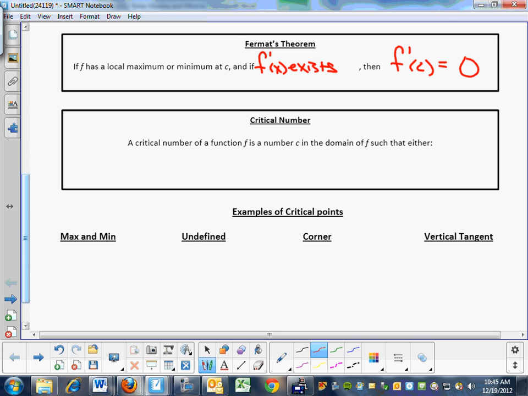Now, as we're sketching graphs, we like to identify critical numbers. A critical number of a function f is a number C in the domain of f such that either f prime of C is equal to 0. That'll be one situation where you have a critical number. The other possibility is that f prime of C does not exist. Any situations where those occur, we have to find them because something interesting happens with the graph.